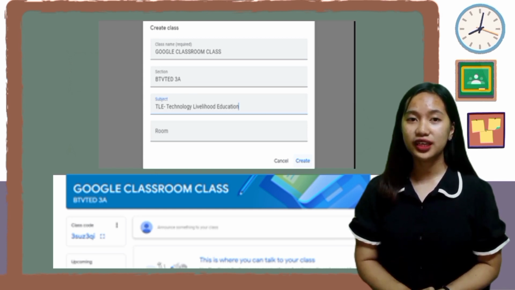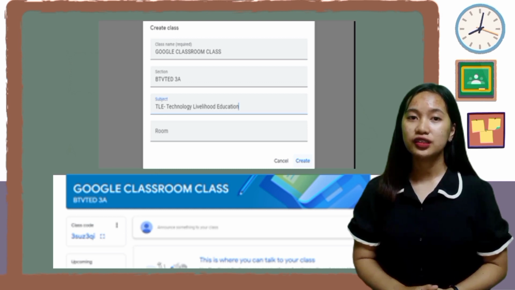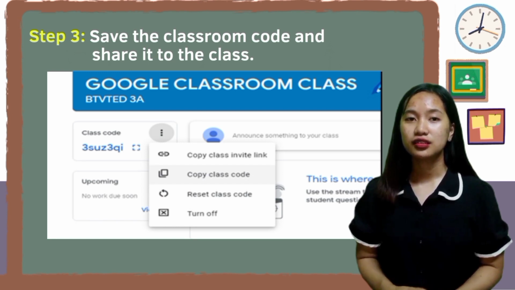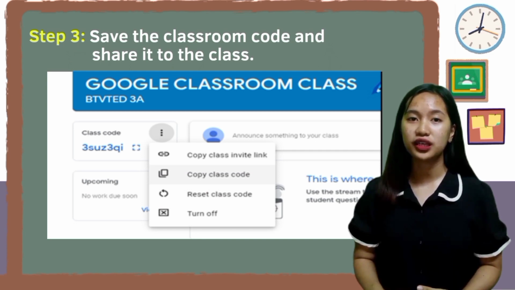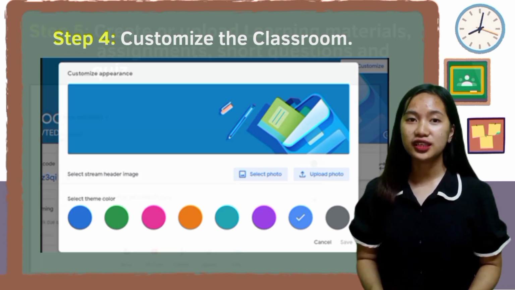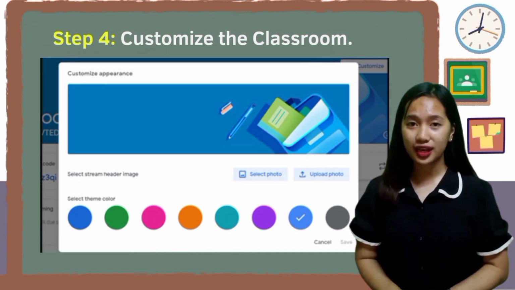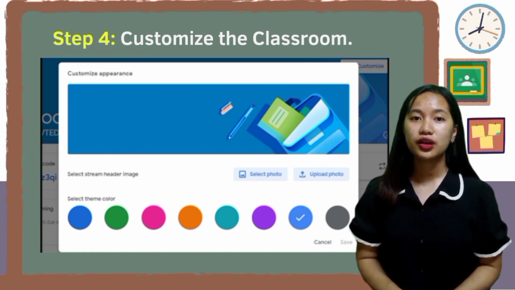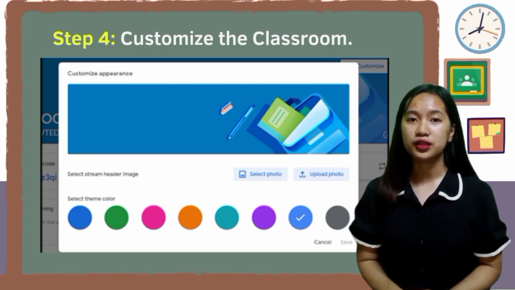For step 3, save the classroom code and share it to your class. And step number 4 is to customize the classroom. Here, you have the freedom to design your virtual classroom however you want it to look. You will select photos or a theme, or you can upload a photo customized by yourself. Then you will just click the save button.